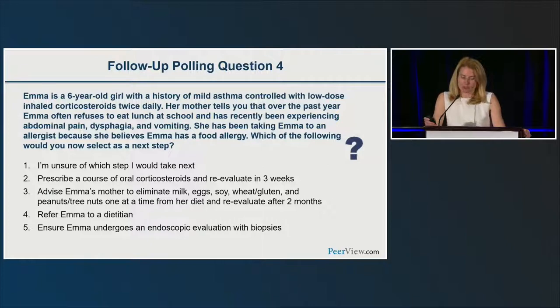One, I am unsure of which step I would take next. Two, prescribe a course of oral corticosteroids and reevaluate in 3 weeks. Three, advise Emma's mother to eliminate milk, eggs, soy, wheat, gluten, peanuts, and tree nuts from her diet and reevaluate after 2 months. Four, refer Emma to a dietitian. Or lastly, five, ensure Emma undergoes an endoscopic evaluation with biopsies.